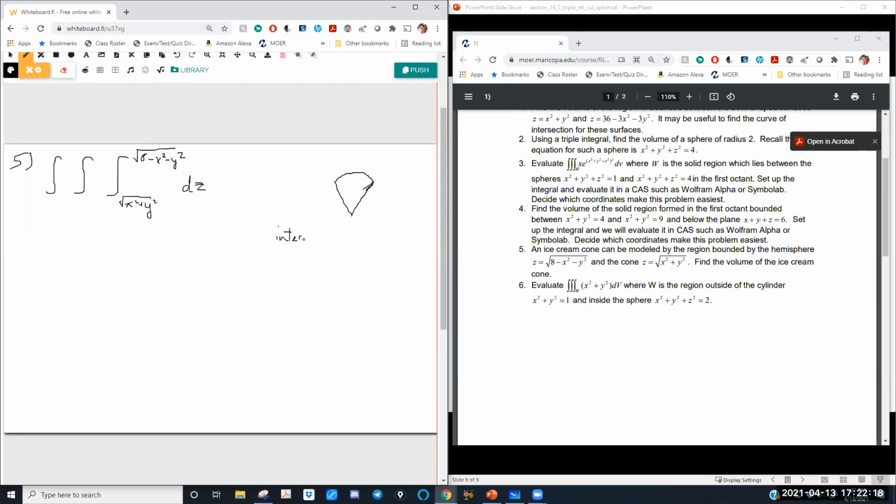So we're going to set them equal to each other. So that intersection curve is going to come from having square root of 8 minus x squared minus y squared equal to square root of x squared plus y squared. Okay. What we're looking at is that shadow region in the xy plane. It is some circle centered at the origin. We need an equation for that circle. That's going to come from solving this.